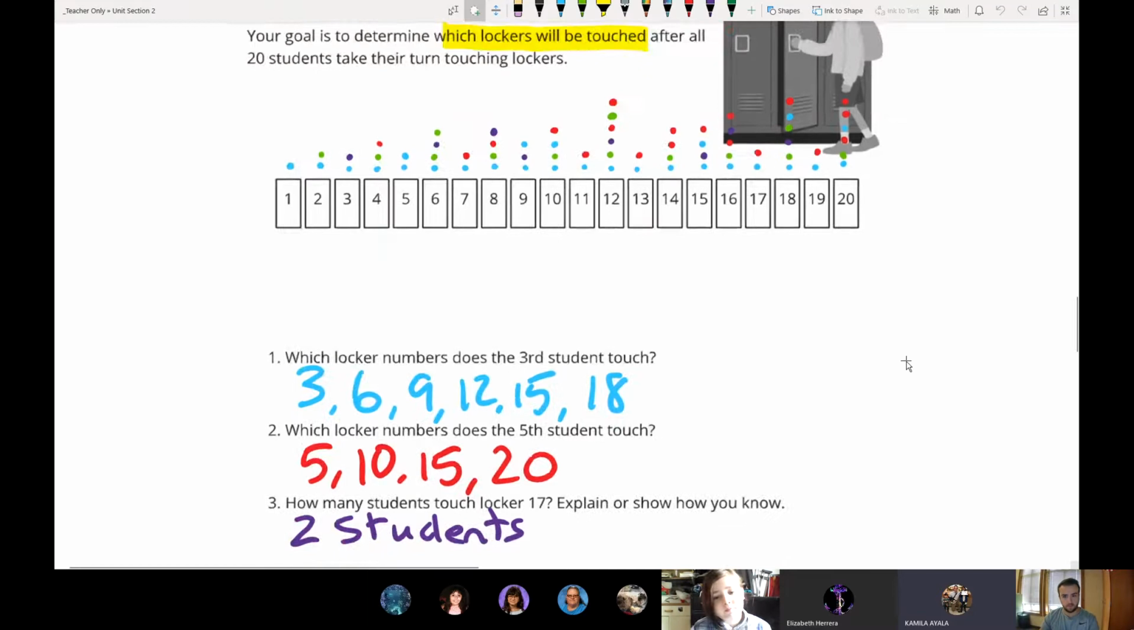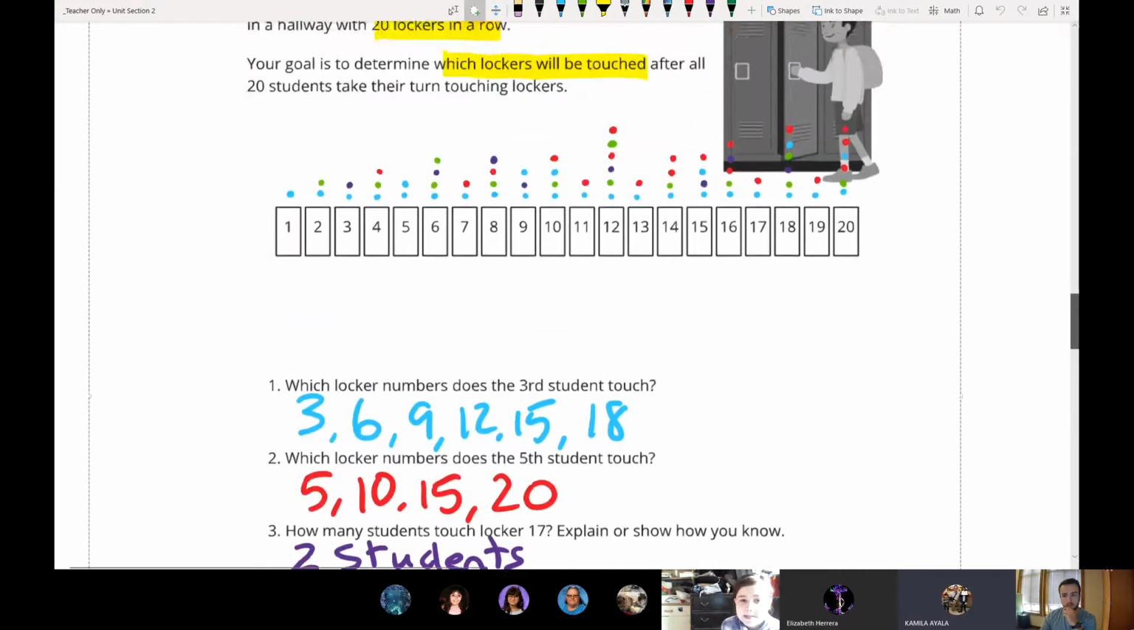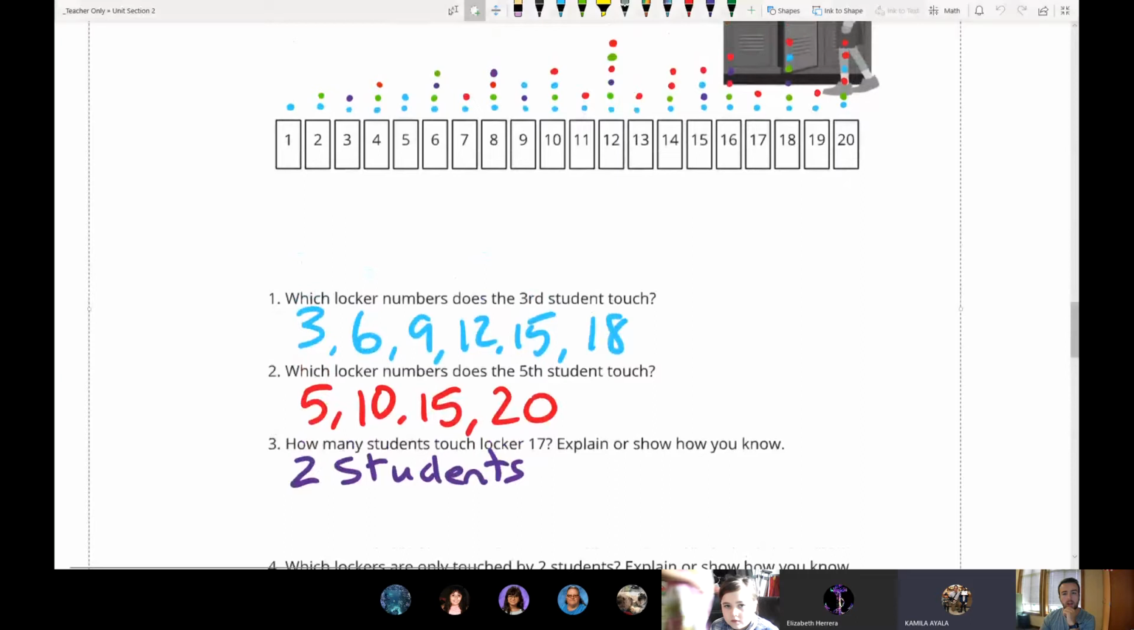So 2 students touched it since we kept track of which ones touched it. Okay, how do we keep track of it in this diagram? Skip count? Yeah, we skip count it, and then what do we put on our paper? What are these up here? Dots? Yeah, we put dots for every single student that touched a locker, right? So you can keep track of what lockers were touched and how many times.